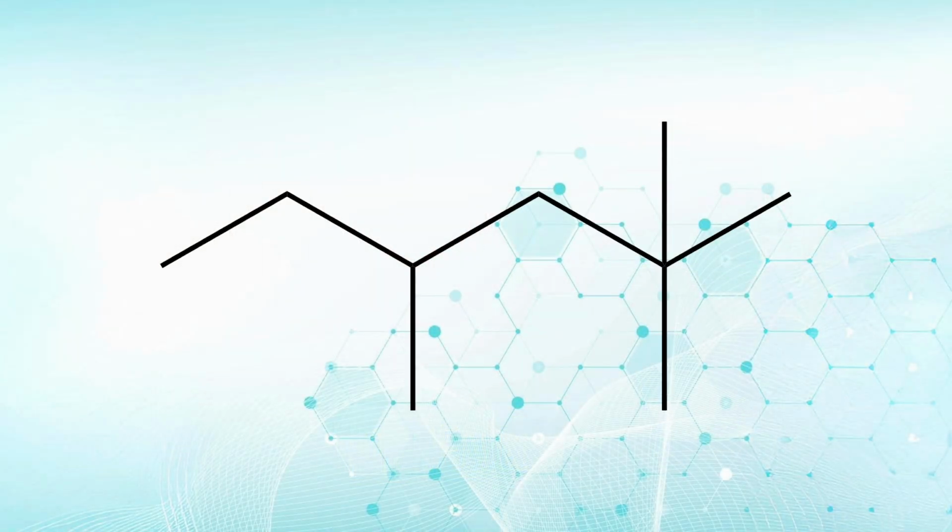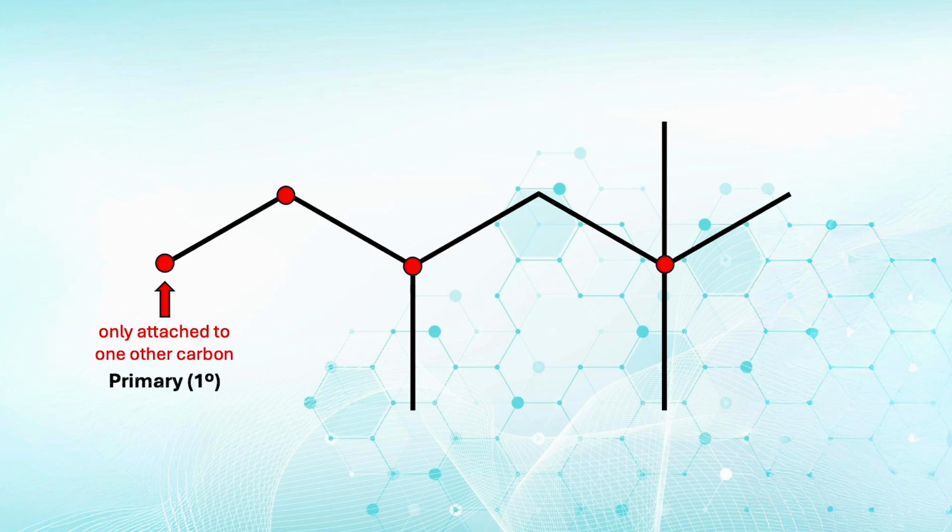For instance, how do we describe the differences between carbon atoms in this molecule? Let's discuss the differences between the carbon atom all the way on the left, the carbon atoms second and third from the left, and the carbon atom second from the right. The carbon atom all the way on the left is only attached to one other carbon. We call this kind of carbon a primary carbon.